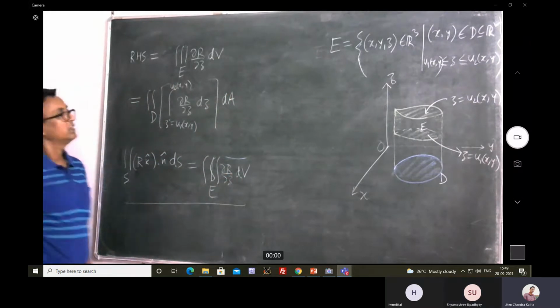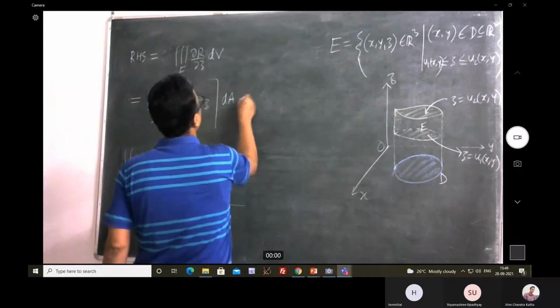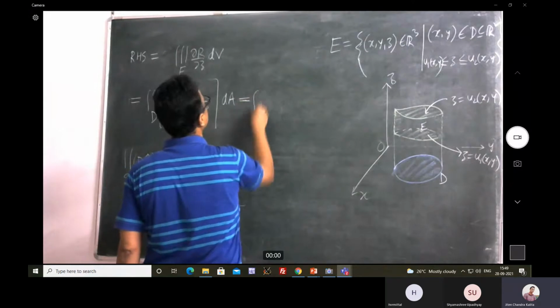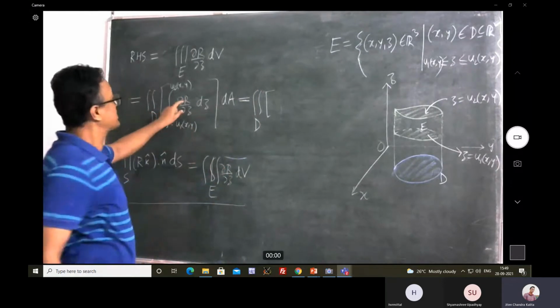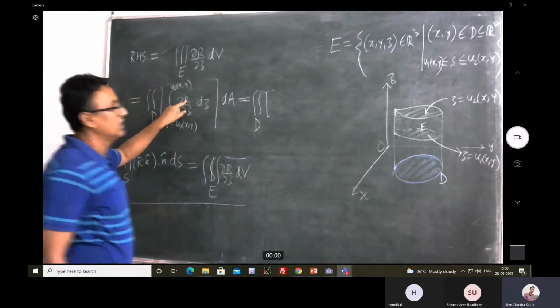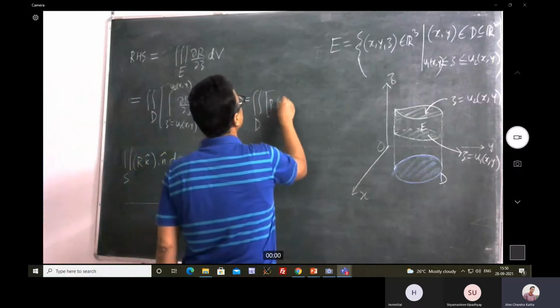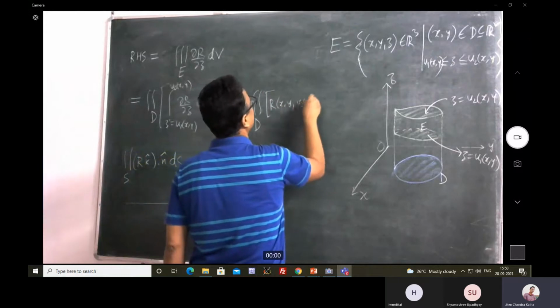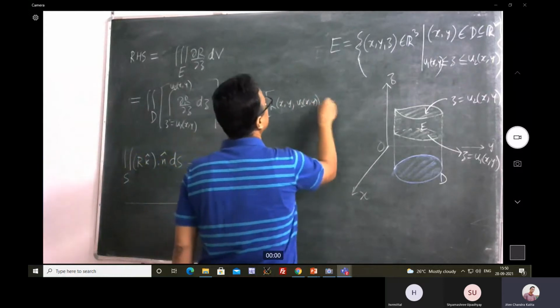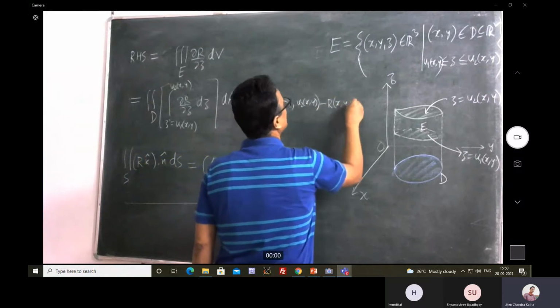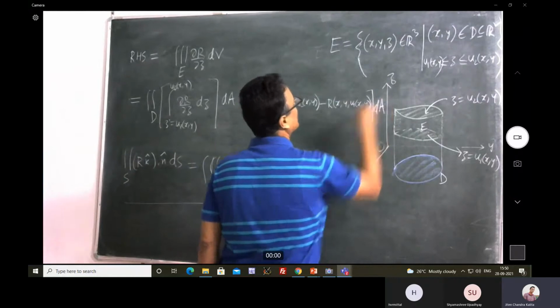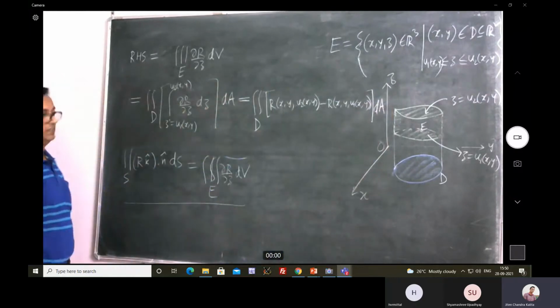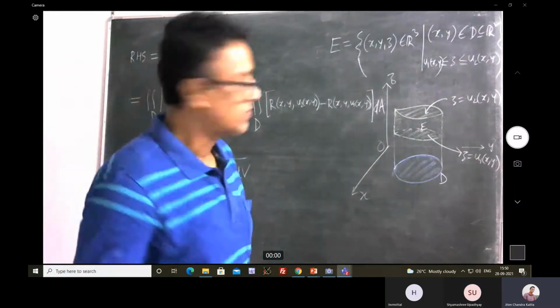Fine. So that means this is simply going to be your integral over D, and once you integrate it, this is simply going to give you R, isn't it? And R between u2(x,y), this is the upper limit, and u1(x,y), this is the lower limit. Is it okay? Yeah. That is my right hand side.